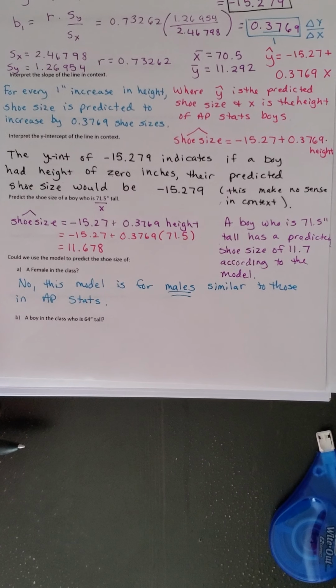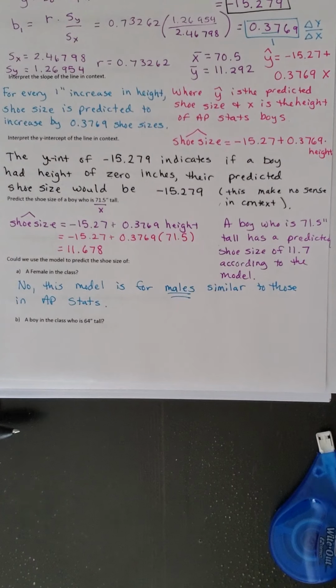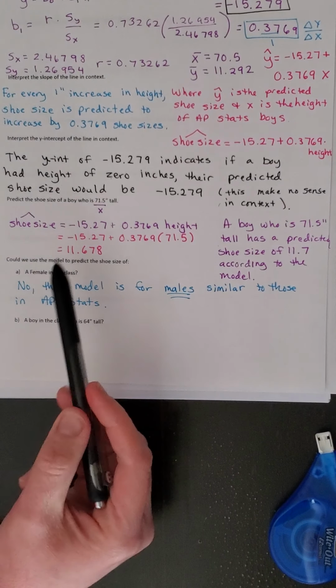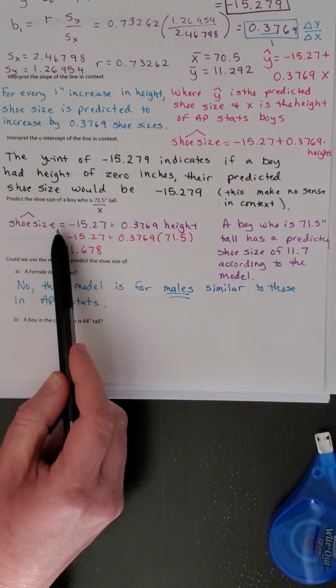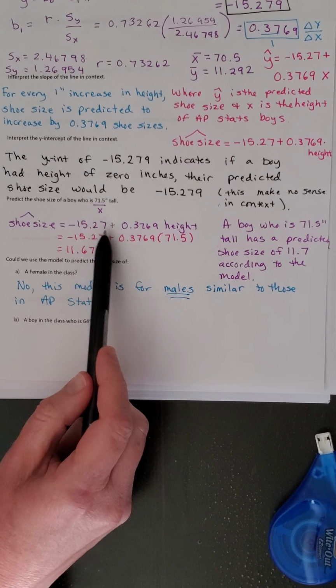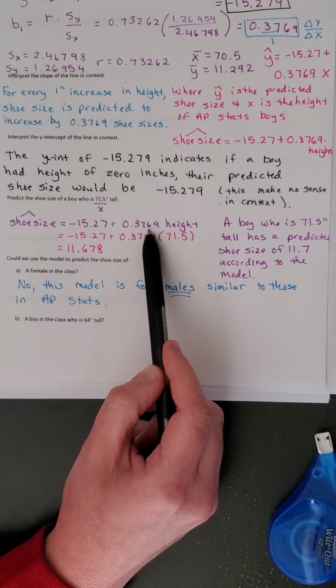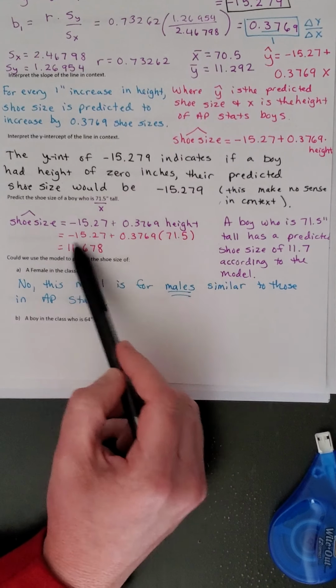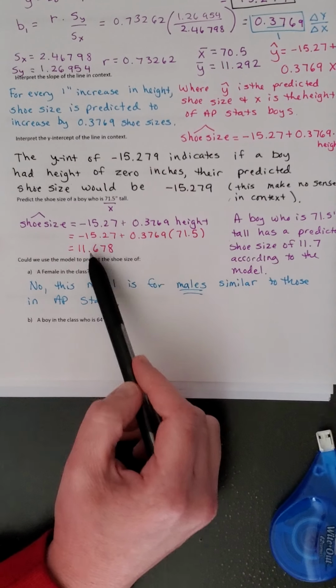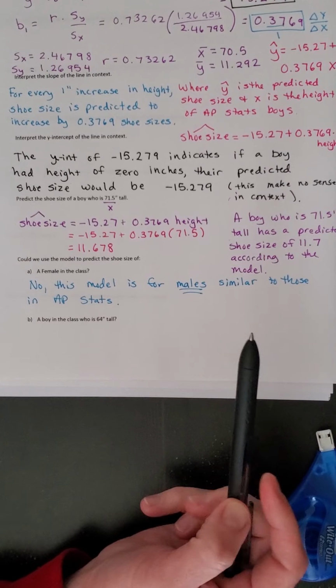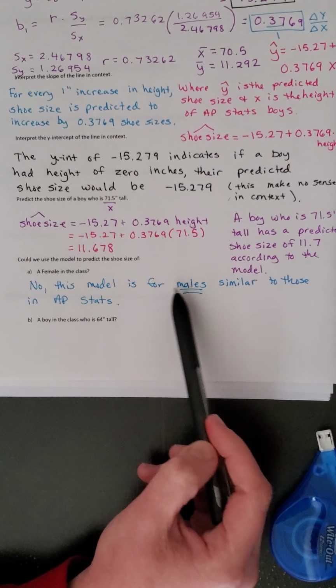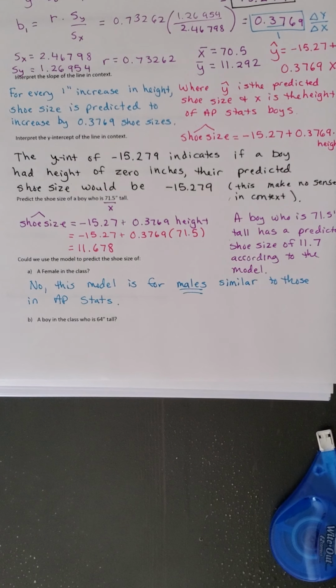Oh, goodness. I've been off the screen. I apologize. Okay, I'm going to kind of go back through. So we had shoe size equals negative 15.27 plus, right, our 0.3769 times the height. I went ahead and calculated that, and I got 11.678. And then again, no, this model is for males similar to those in AP Stats. A boy in the class who's 64 inches tall.